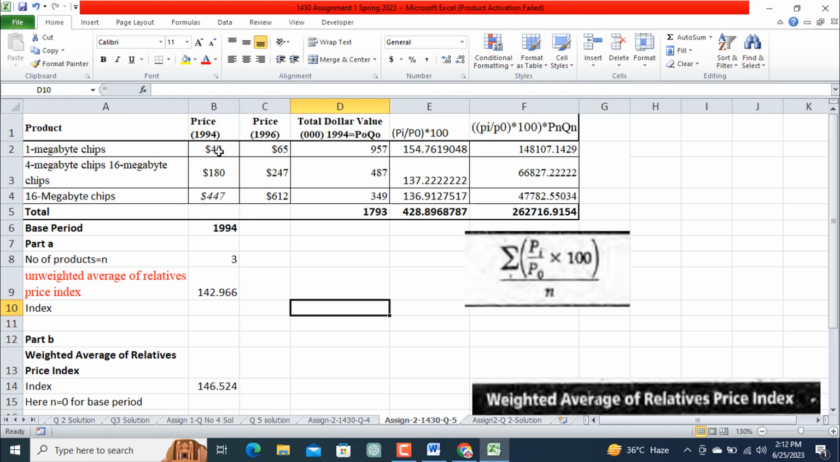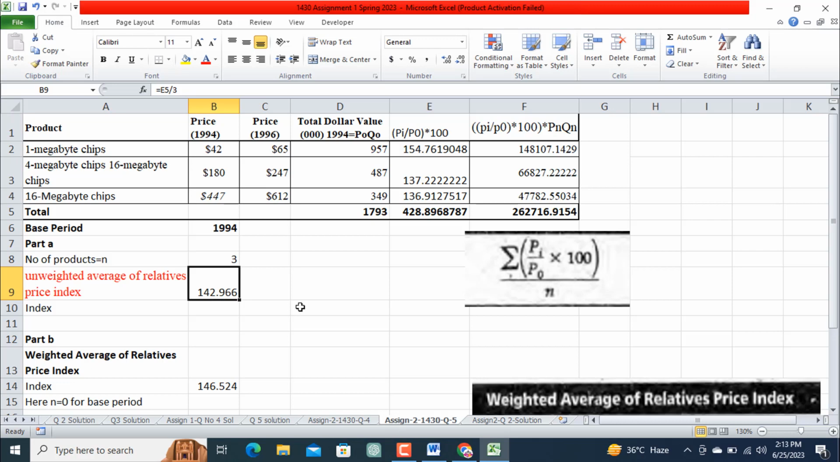So 65 divided by 42, you will get this value, and 247 divided by 180, and similarly 612 divided by 447, you will get all these corresponding values of the indices. Now this is our index, the sum 446.966. By dividing it by 3, you will get the unweighted average of relative price index, 148.966.